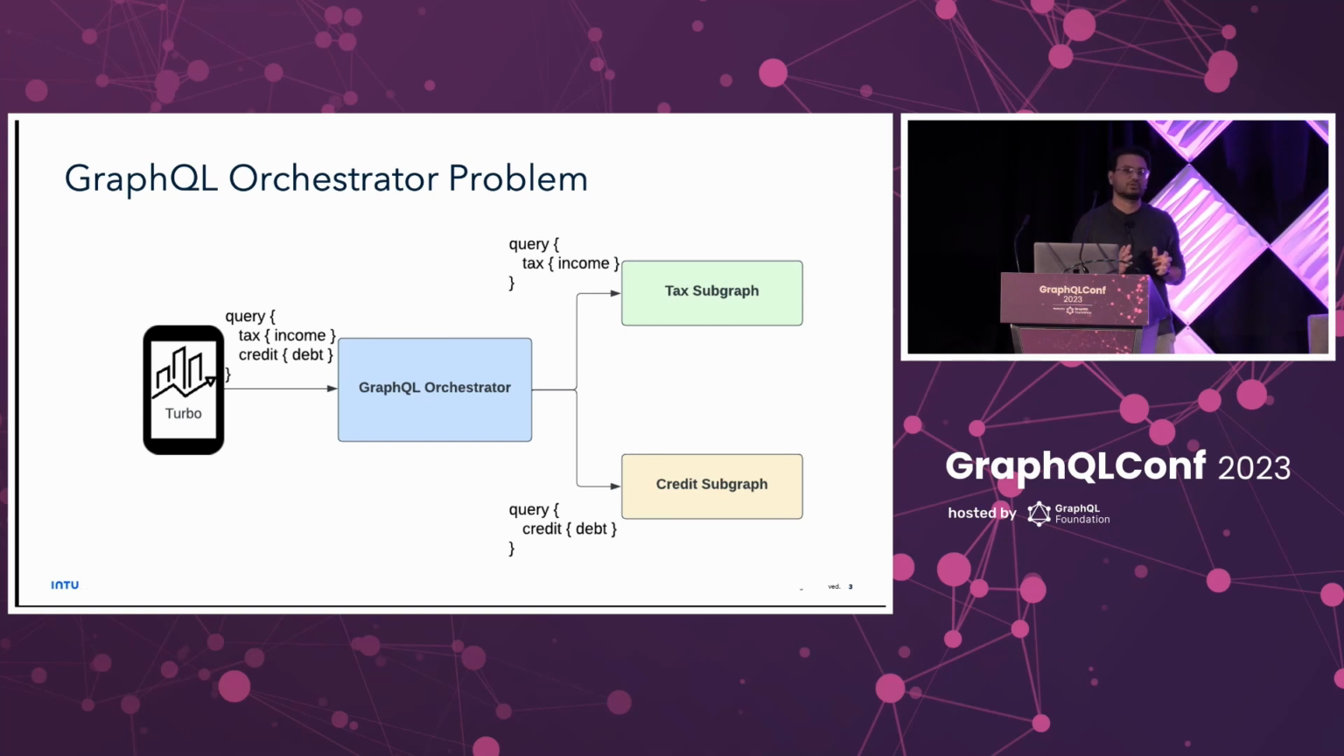At this point, I would like to clarify the terminology that we use. We use the term GraphQL Orchestrator, but it is equivalent to GraphQL Gateway or the supergraph. Similarly, I'll use the term subgraph, but I might also use the term provider interchangeably.